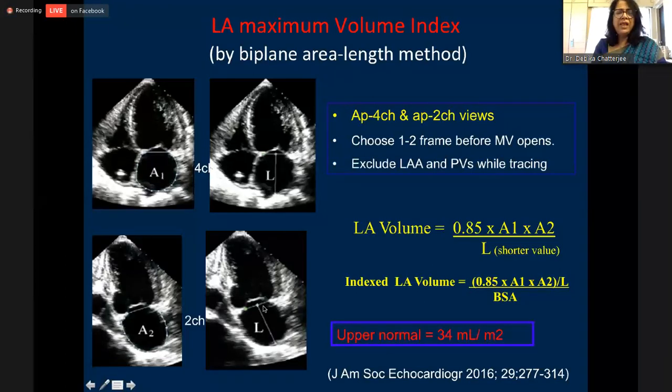Out of these 2 lengths, we take the shorter value, and the difference should not be more than 10%. Apply these values in this formula to get the LA volume, and divide it by body surface area to get the indexed LA volume. Upper limit of normal is 34 ml per square meter of body surface.